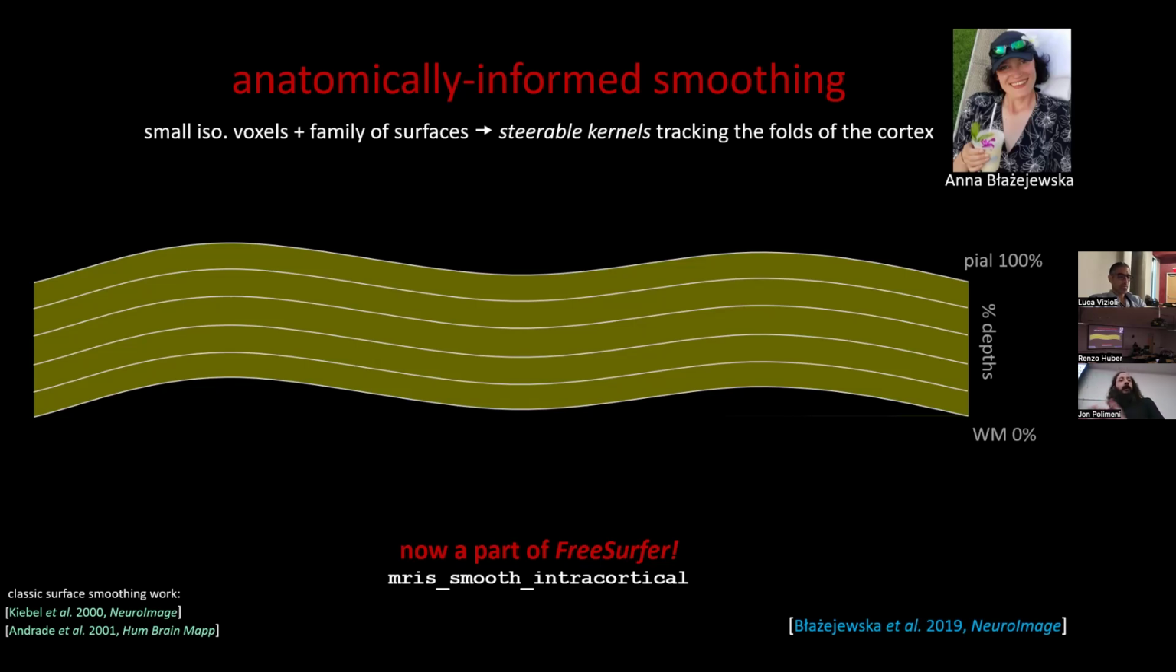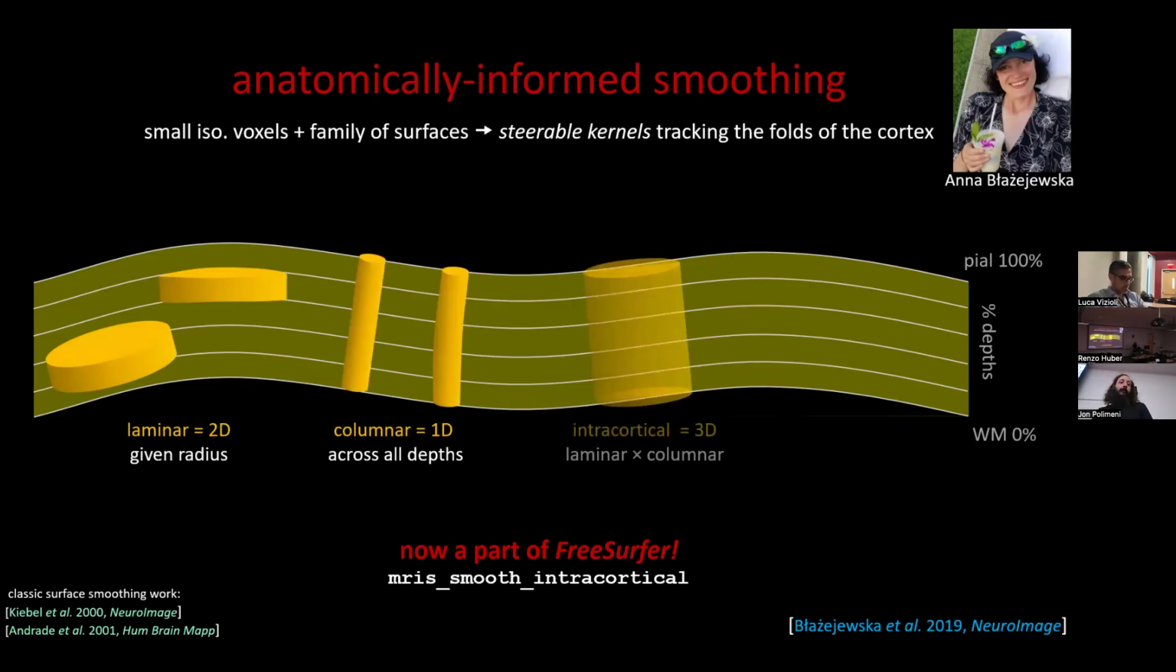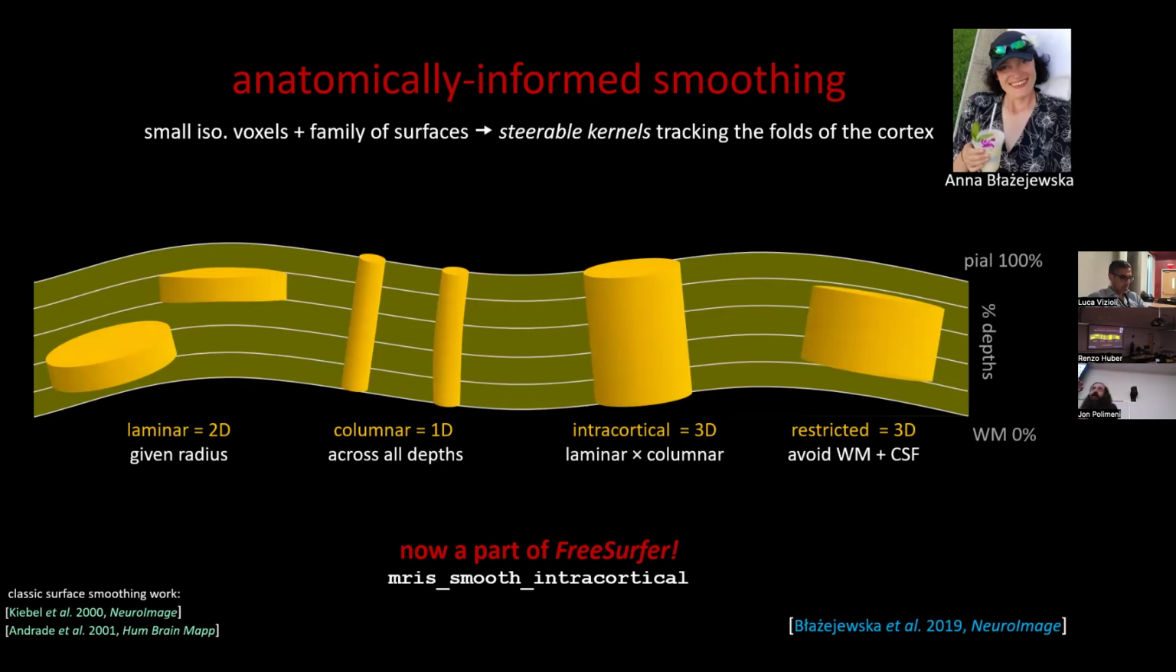And so this so-called anatomically informed smoothing, which I think you're going to hear about later today, is one such way to smooth in such a way as to preserve activation within cortical layers. If we have a prior, if we assume that the activation should be consistent within individual cortical layers, we can perform this two-dimensional or laminar smoothing. If we have different hypotheses about the layout of the functional activation, we can perform other forms of smoothing. Again, these are steerable kernels that track the folds of the cortex.